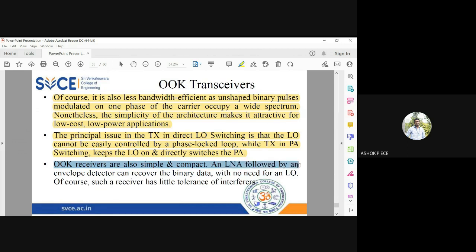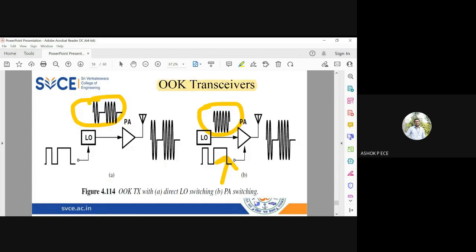So the receiver is an LNA followed by an envelope detector. The receiver just receives the signal, and the envelope detector can be used for decoding your data. The receiver does not need an LO for down conversion. So just an envelope detector can detect your signal at the receiving end. So this is a very basic type of OOK transceiver that we have studied.